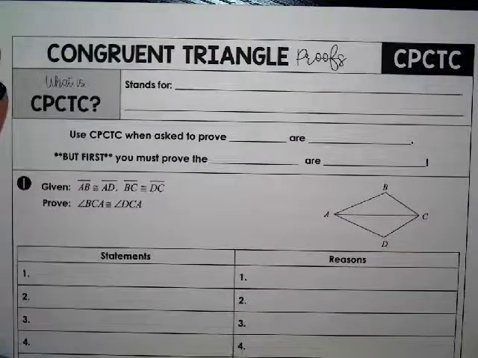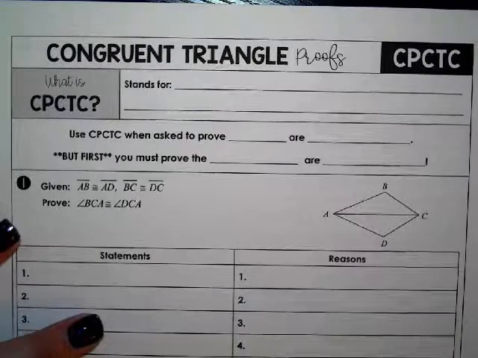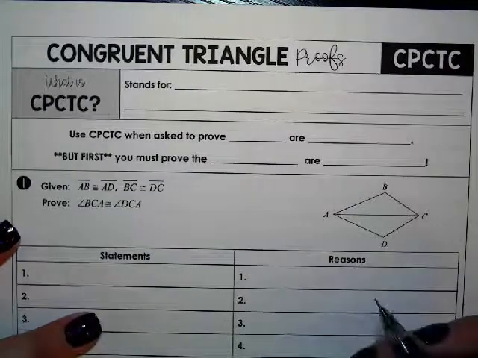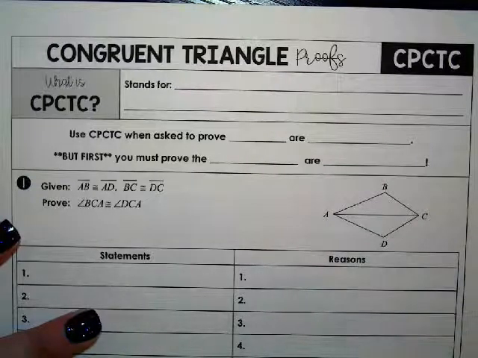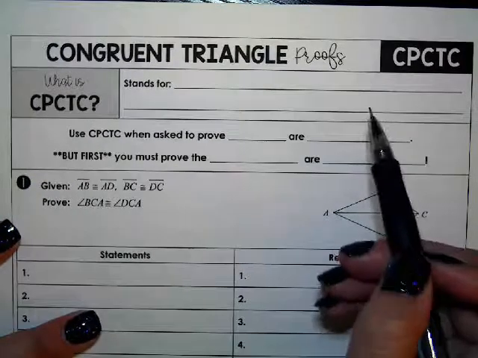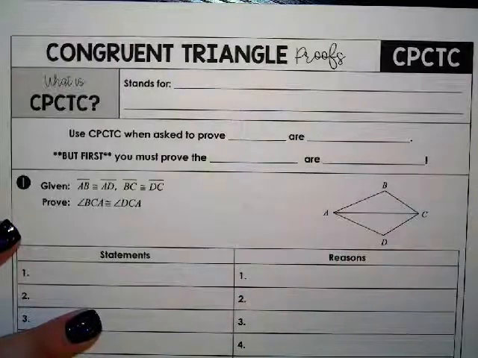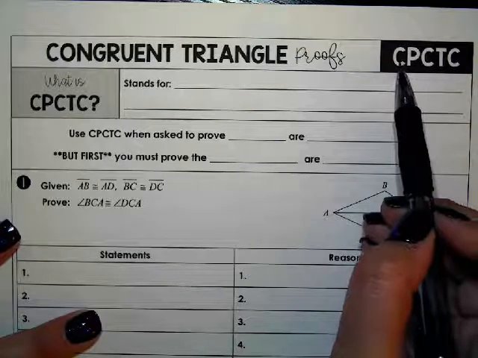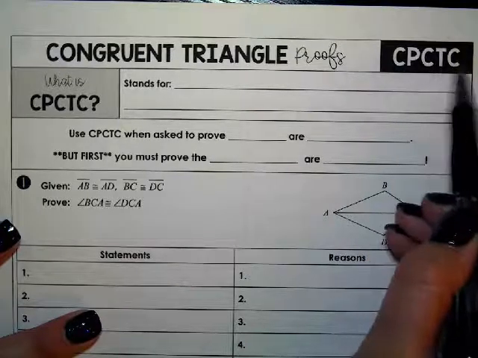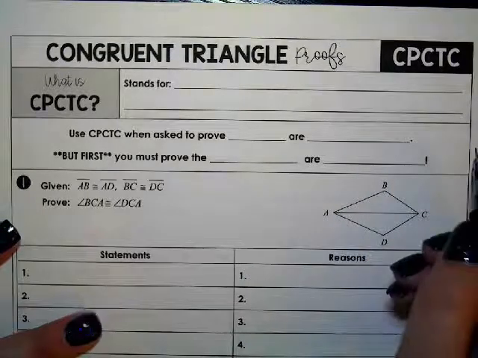All right, next, in our study of congruent triangles, we're going to move on from side-side-side, side-angle-side, angle-side-angle, and hypotenuse-leg, and we're going to look at what happens after you prove the triangles are congruent, and that is when you use corresponding parts of congruent triangles are congruent, or CPCTC.